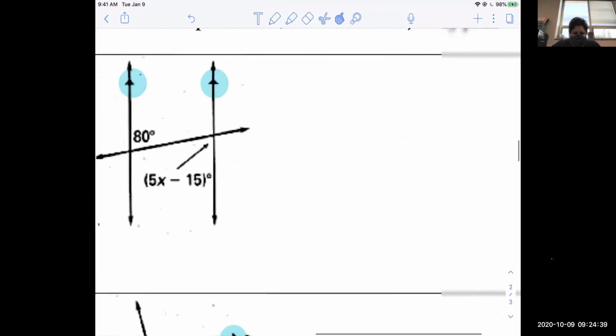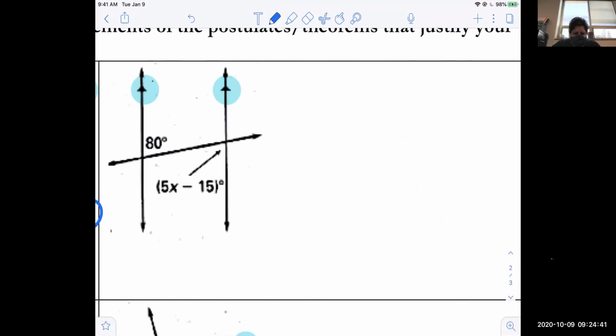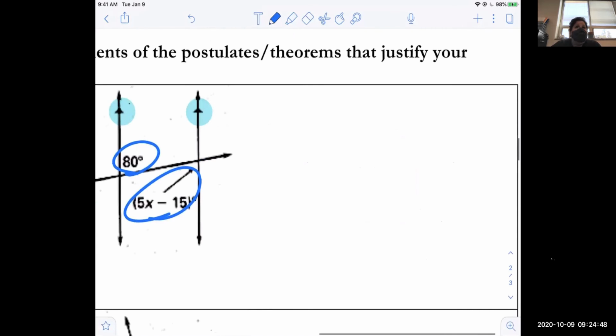Okay, how about the one over here? Nyla, tell me what this relationship is. Alternate what? Interior. Okay, so tell me, how are they related?